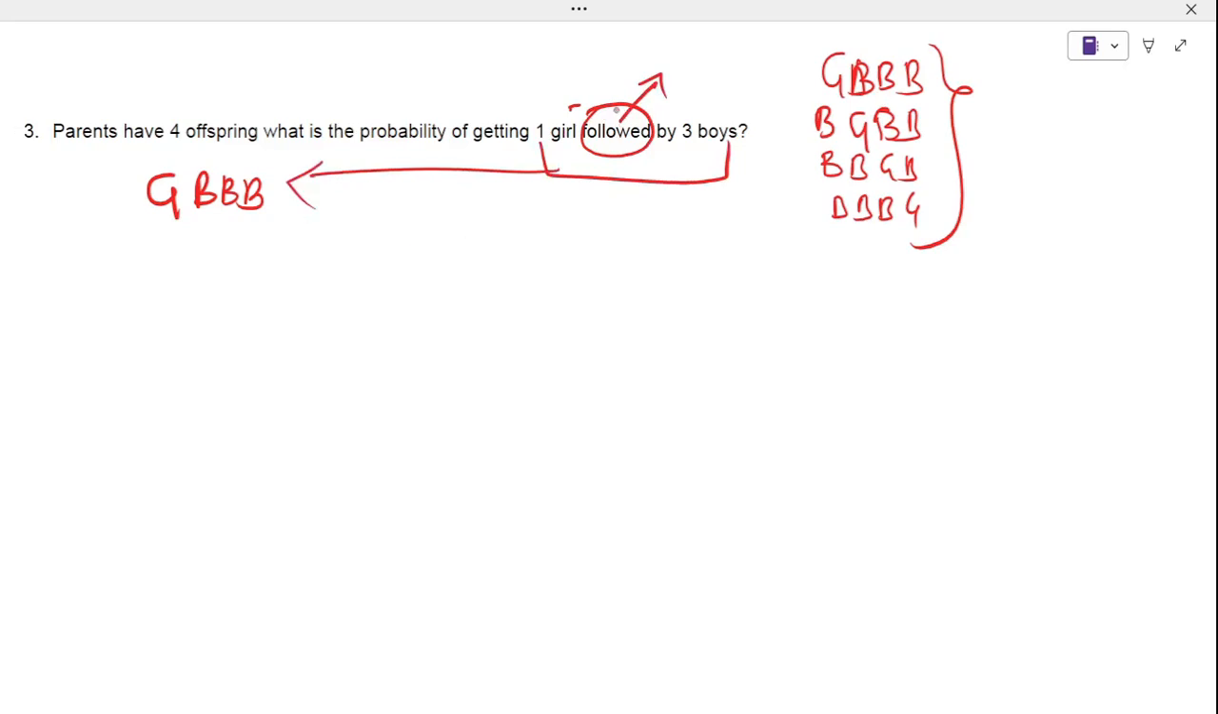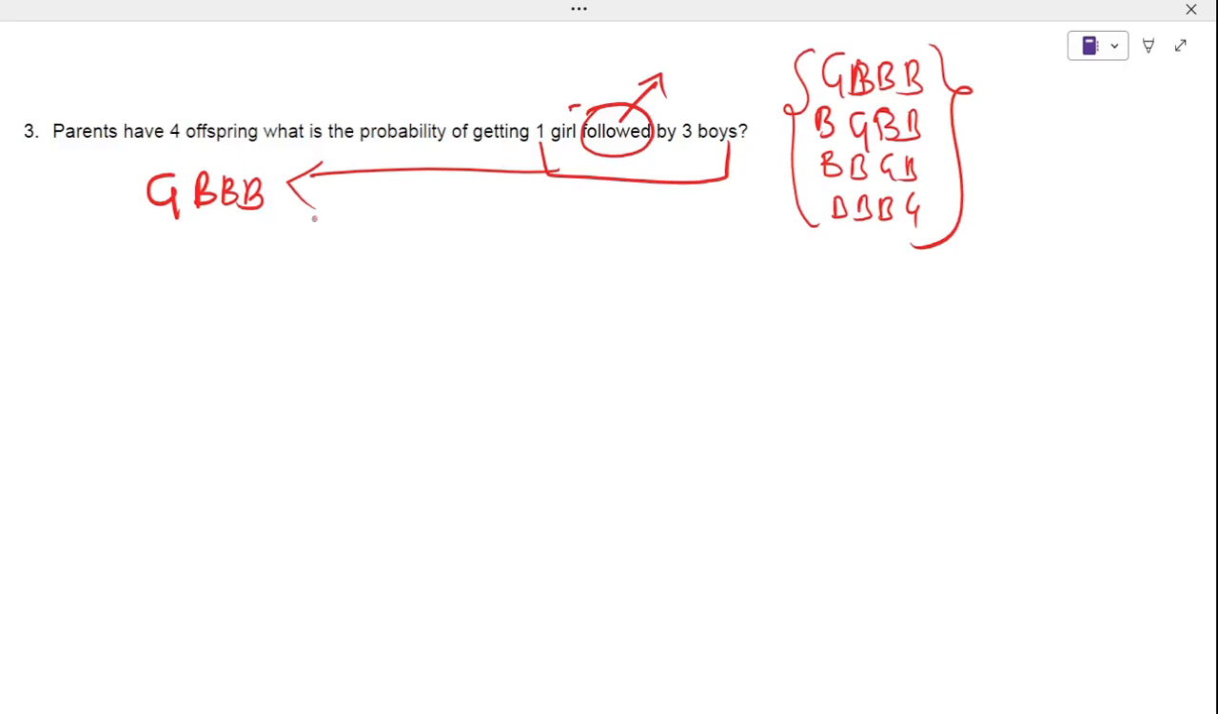Otherwise, if the question is given like this, probability of getting one girl and 3 boys, definitely these are all the other chances here. In that case, it is specifically given. We need to go for girl, boy, boy, boy.